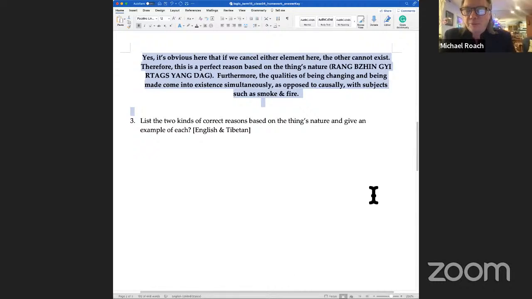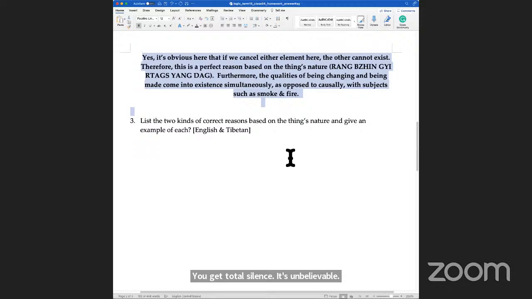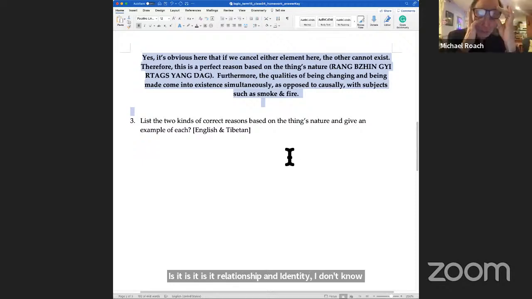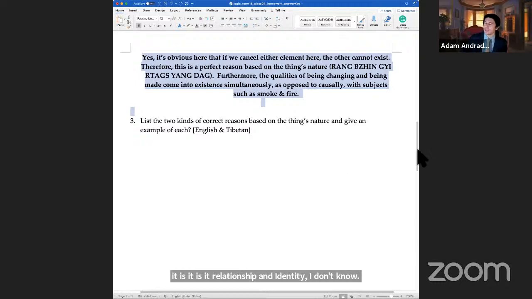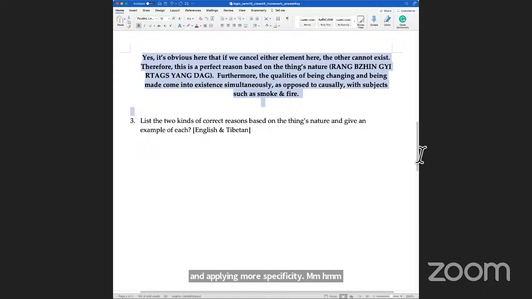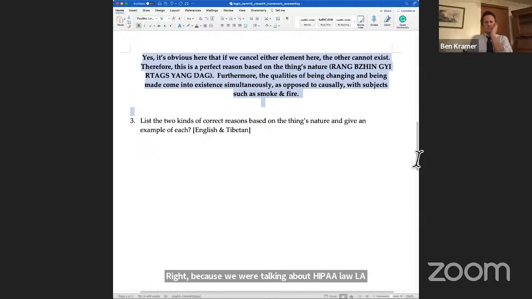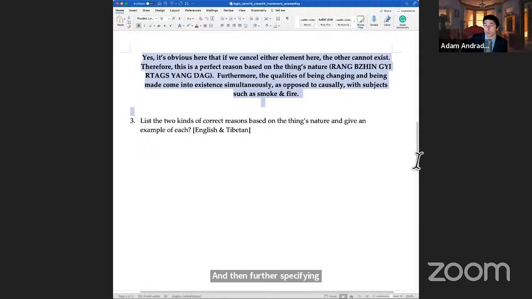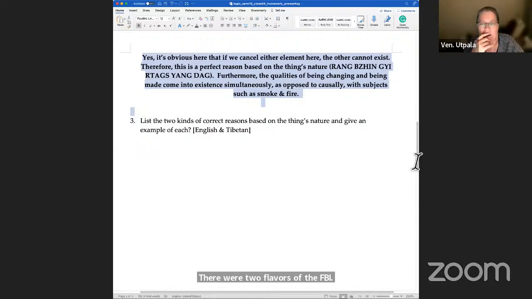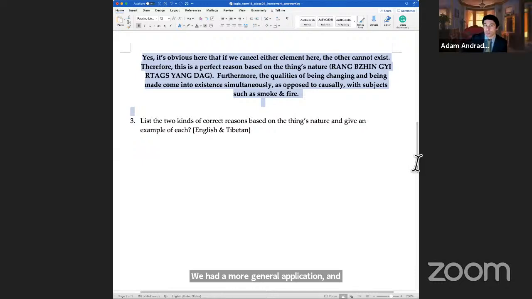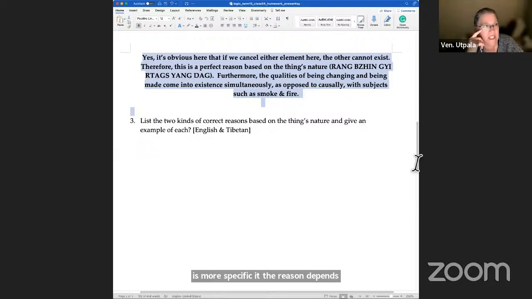It's unbelievable. Is it relationship and identity, Adam? No. It has to do with kind of drilling down and applying more specificity. Right? Because we were talking about it last class, and then further specifying what we were talking about. But there were two flavors. We had a more general application, and then we had one that was more specific. If the reason depends on a specific detail, or the reason does not depend on a specific detail?